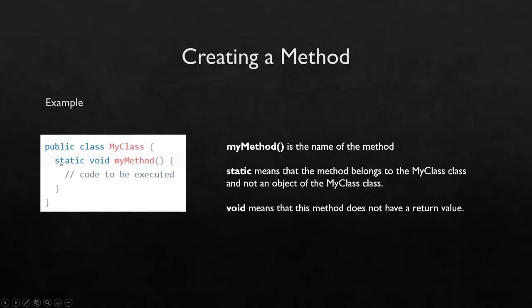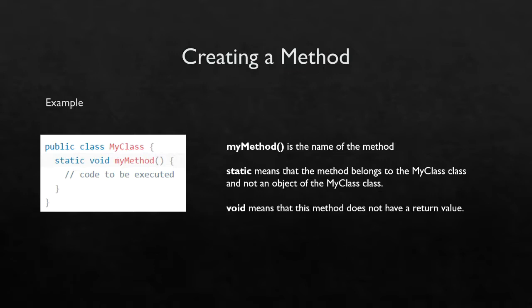So this is just a palatandaan na si myMethod hindi siya object ni MyClass kundi part siya ni MyClass na class. We also have the void. Void means that this method does not have a return value. Hindi niya kailangan mag-return ng value to the main method.